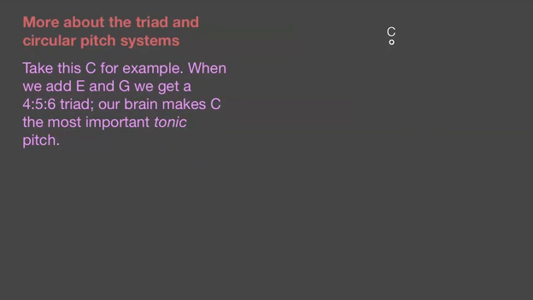In other words, we use triads to extend the ratios that we hear in the octave and the fifth. We make them even more well reinforced when we add major thirds. So take this C, for example. When we add E and G, we get a 4:5:6 triad, and our brain makes C the most important tonic pitch in that collection of 3 pitches. And this idea of tonicization is key to the understanding of tonal music.